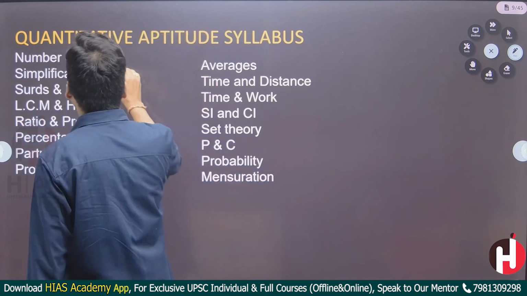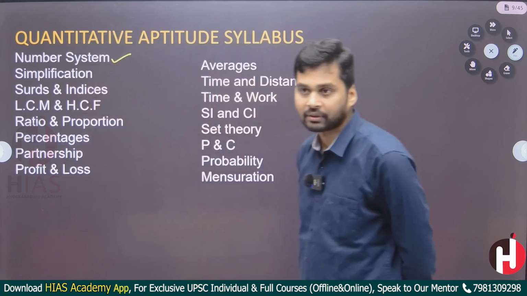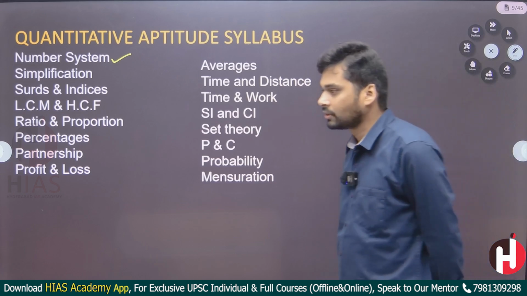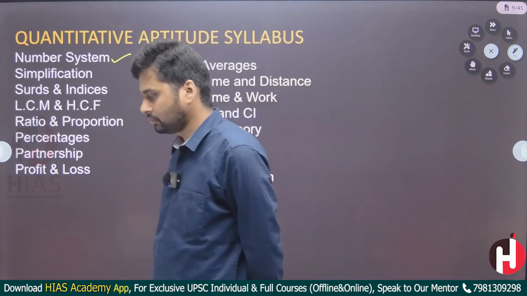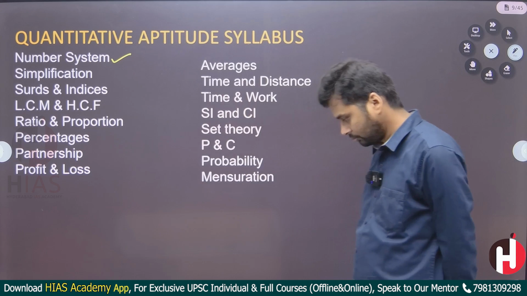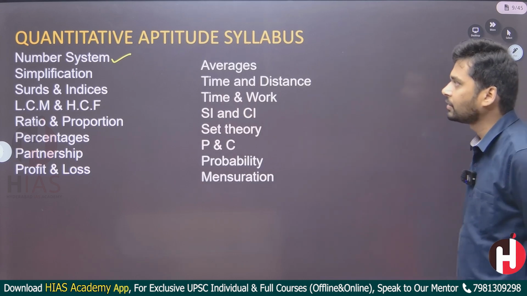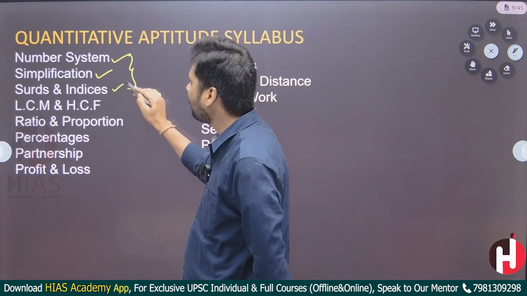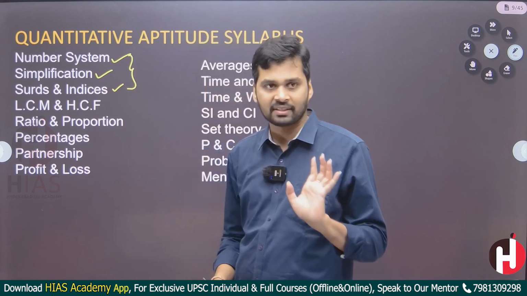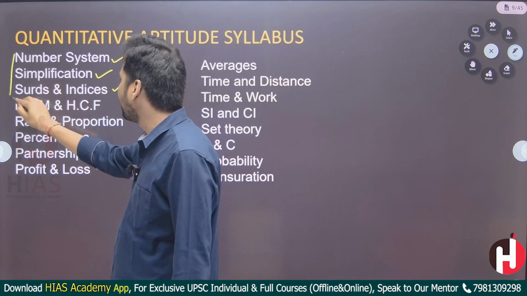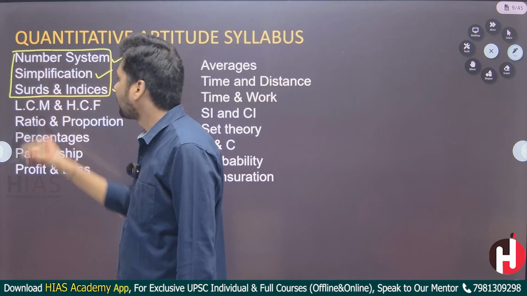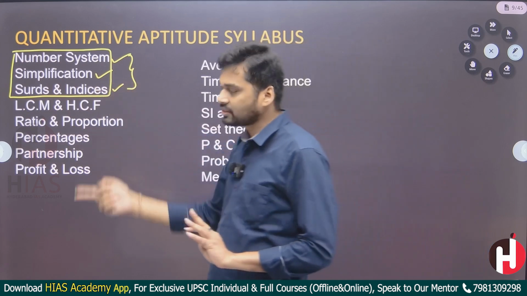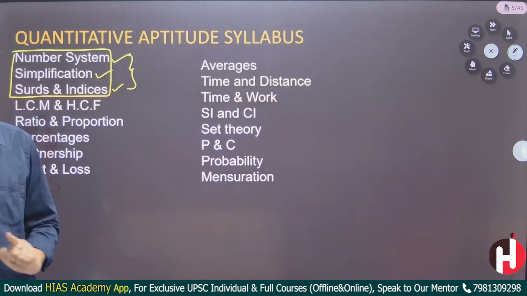Quantitative aptitude syllabus. The first one is number system. Simplification, surds and indices, all together will be considered as number system. All these three topics come under one topic only, that is number system. In number system we have simplifications and surds and indices.